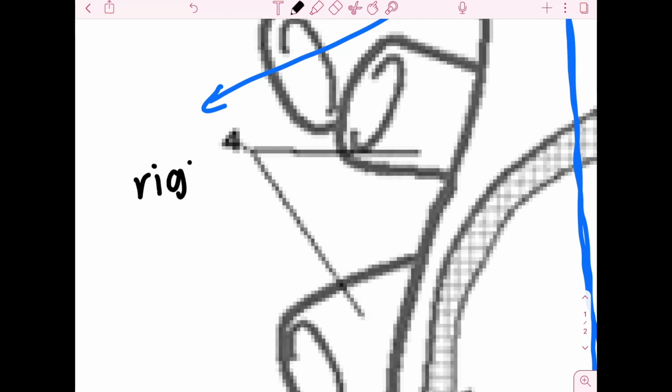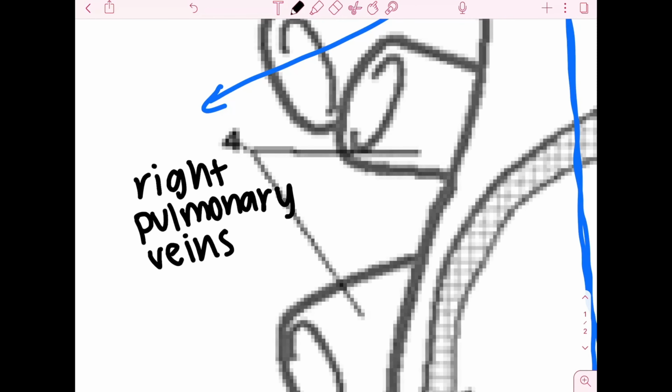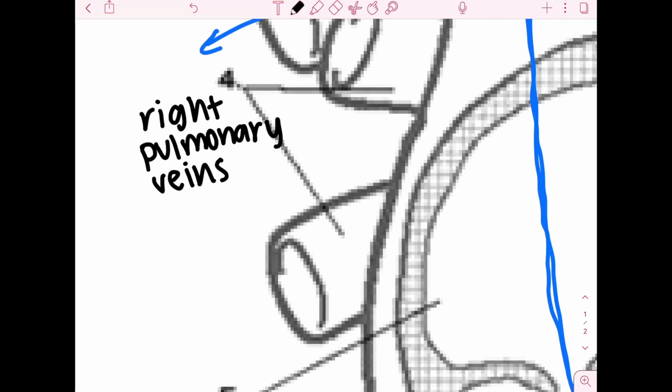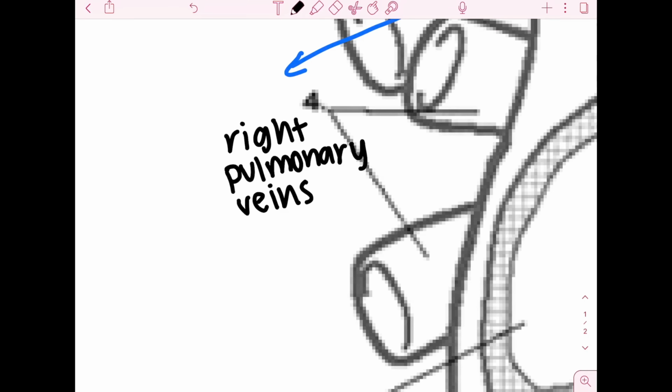And then, fourth, we have our right pulmonary veins. Right pulmonary veins. This is the next step from where we left off. After the blood is replenished with oxygen from the lungs, it comes back through these veins so it can enter the heart again. So pretend we have our lungs here.